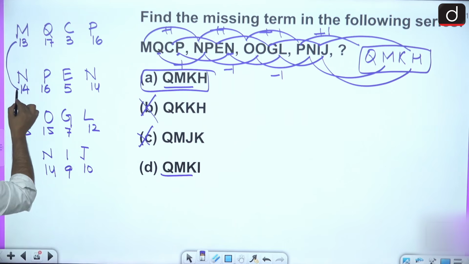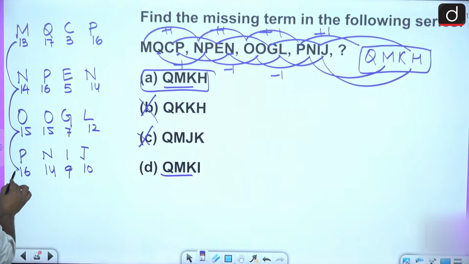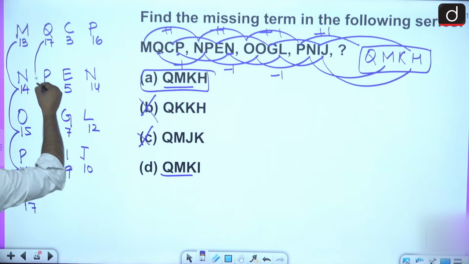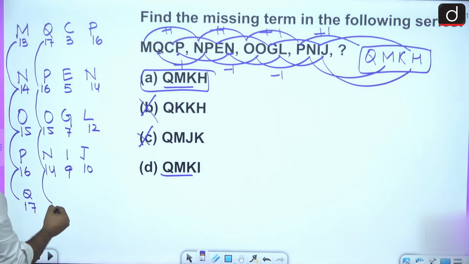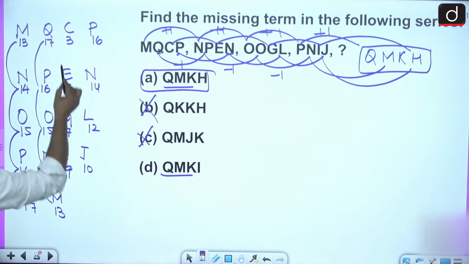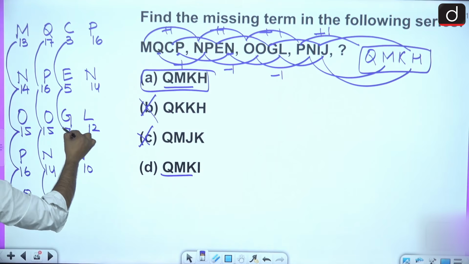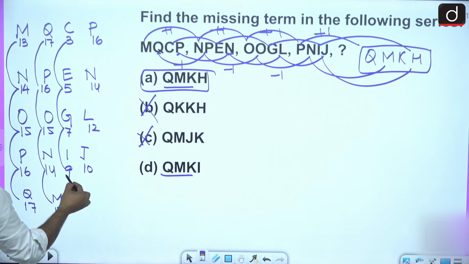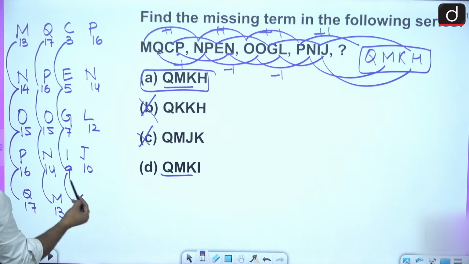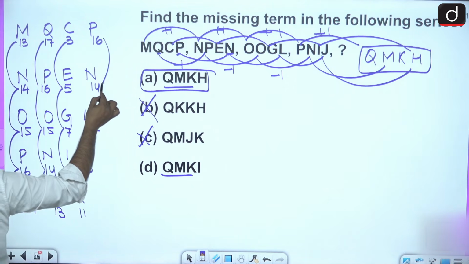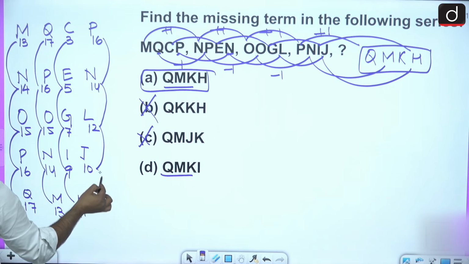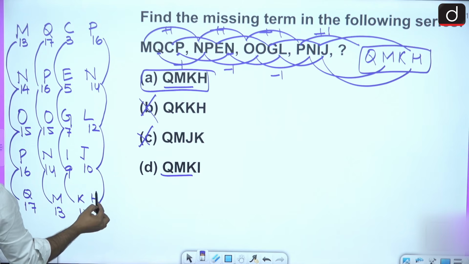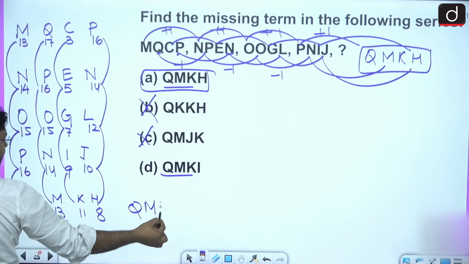Done. 13 plus 1 is 14, 14 plus 1 is 15, 15 plus 1 is 16. So 16 plus 1 is 17, which is Q. 17 minus 1 is 16, 16 minus 1 is 15, minus 1 is 14, minus 1 is 13, which is M. 3 plus 2 is 5, plus 2 is 7, plus 2 is 9, plus 2 is 11, which is K. Then 14 minus 2 is 12, minus 2 is 10, minus 2 is 8, which is H. So answer is Q M K H.